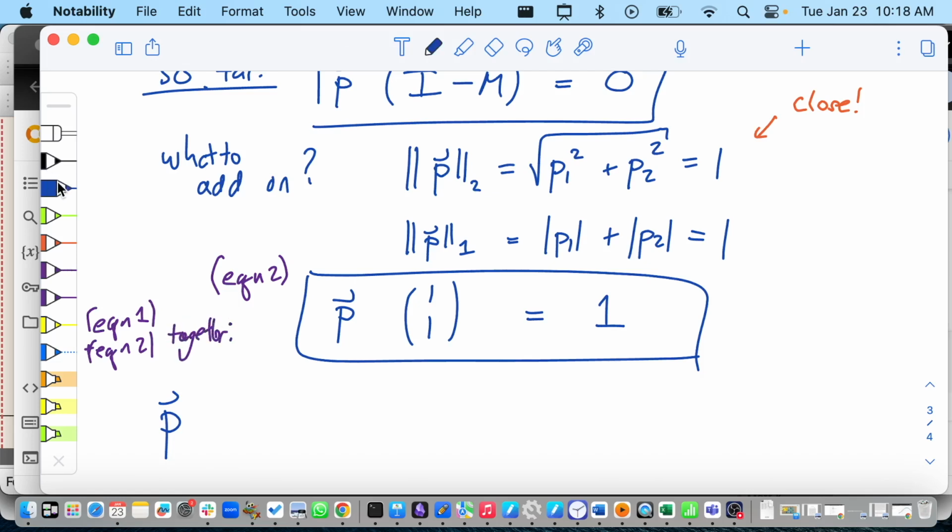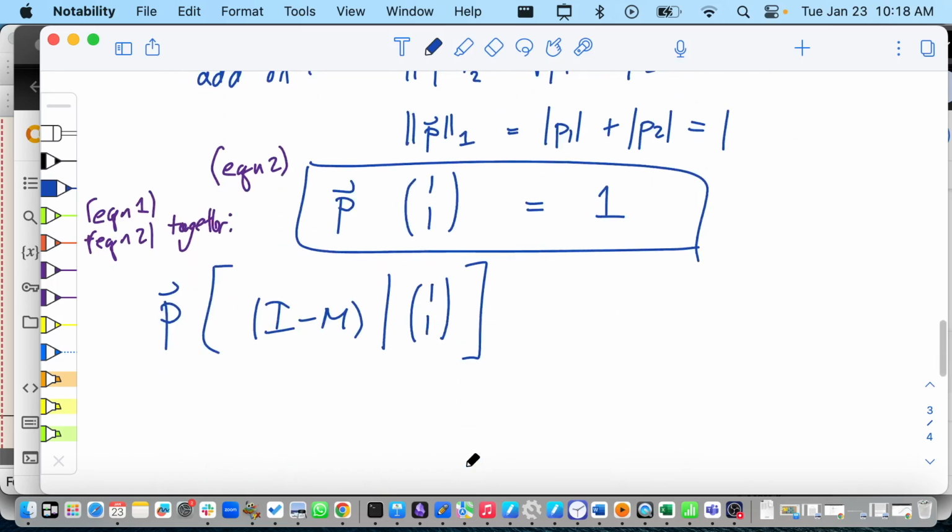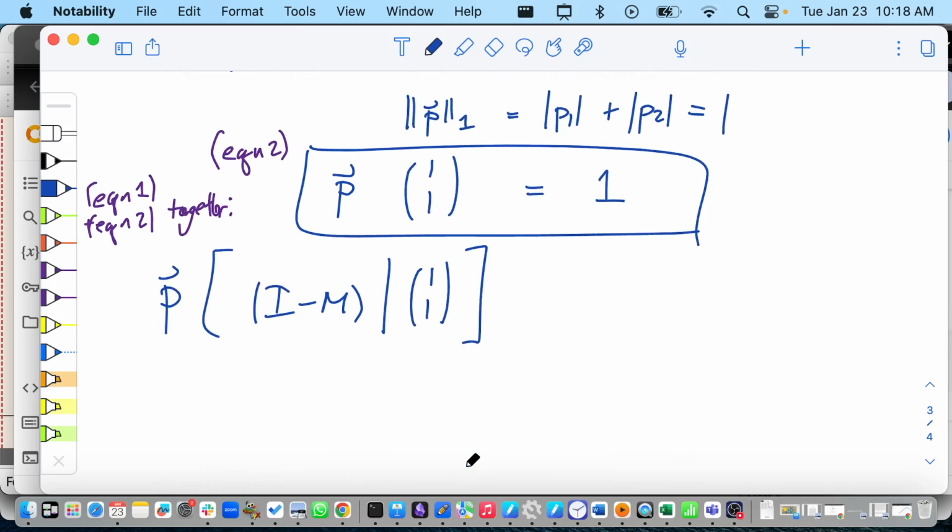What will it look like? It'll look like P times what? Well, you'll have I minus M, and then you'll have 1, 1. And I'm writing it like this. I'm saying take the matrix I minus M, and just next to it write the column vector 1, 1, and smoosh those together, like we're gluing matrices together. Sometimes people call this gluing matrices. They call this an augmented matrix, which is, again, something they talk about in linear algebra class.